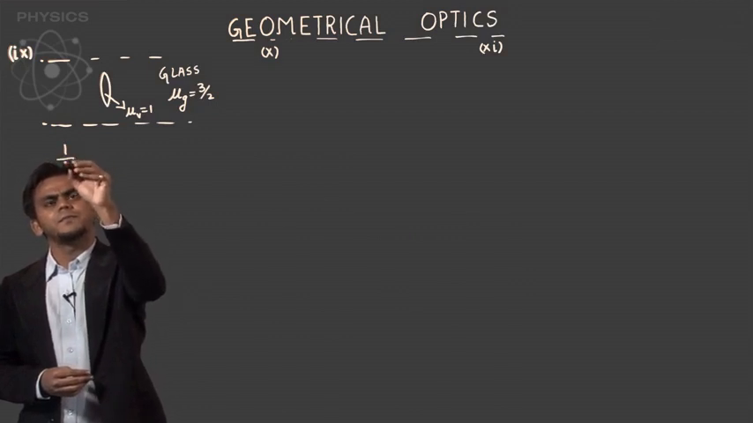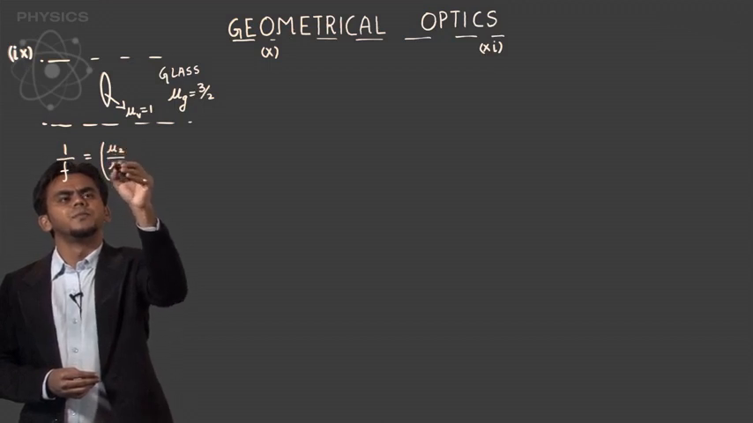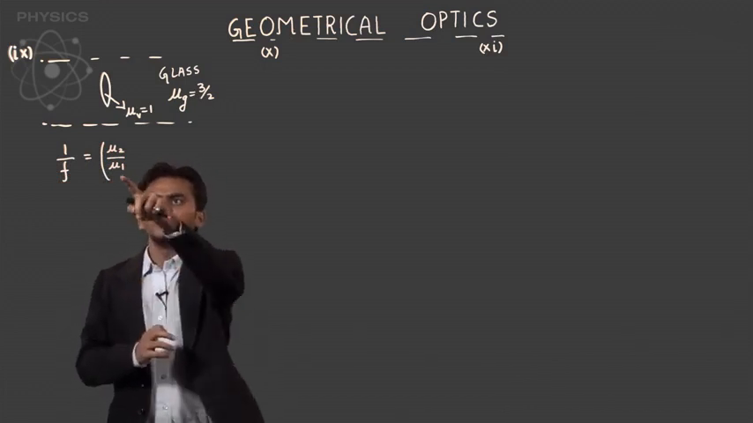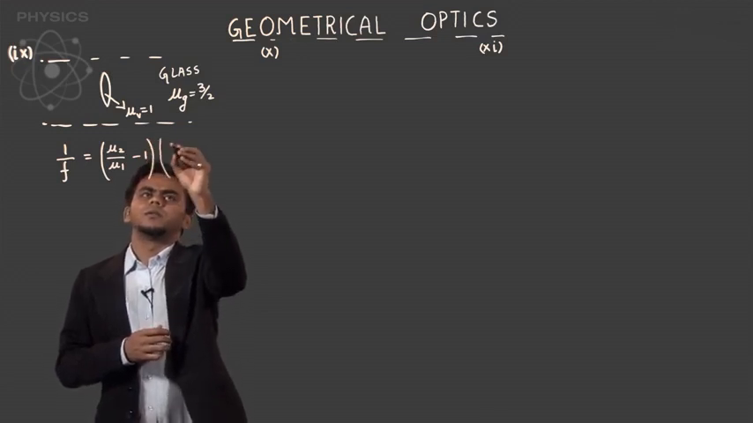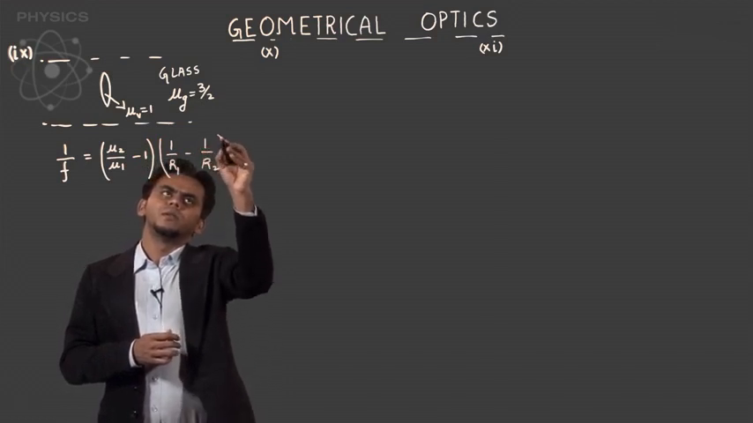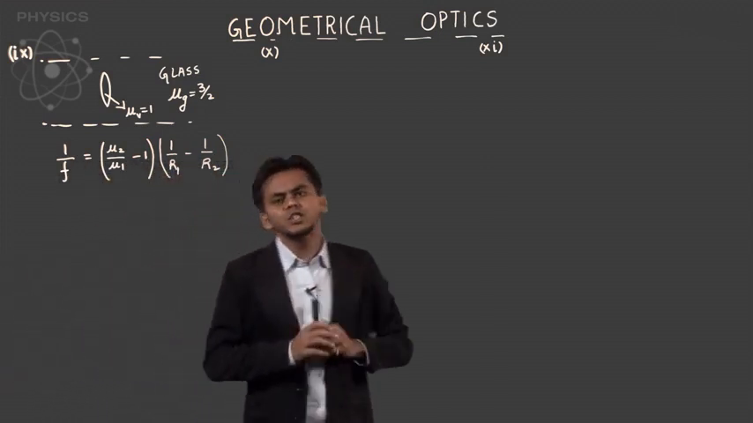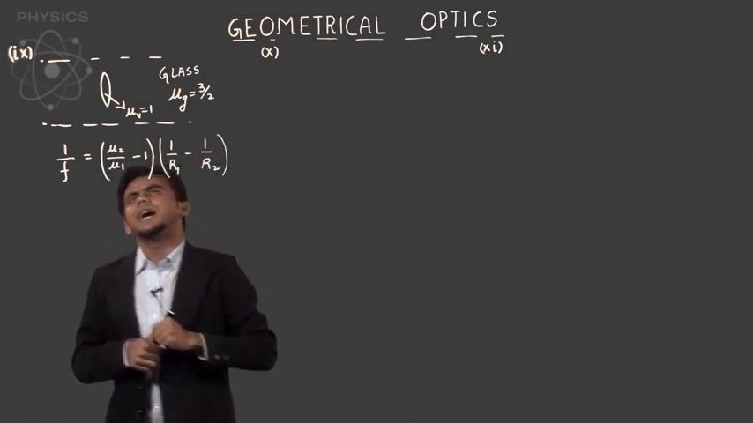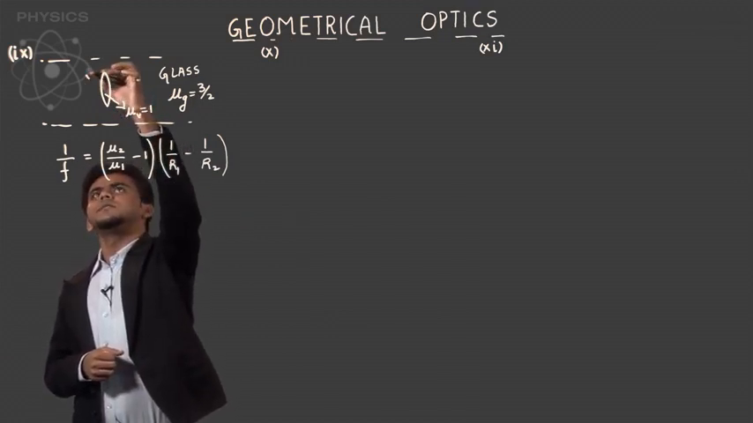1/f is equal to mu2 upon mu1, where mu2 is the refractive index of the lens medium, and mu1 is the outside medium, minus 1, times 1/r1 minus 1/r2, with proper sign conventions. Now, in this situation, you will have a diverging lens of some focal length, right? And I have given you that the radii of this convex region is 10 centimeters.